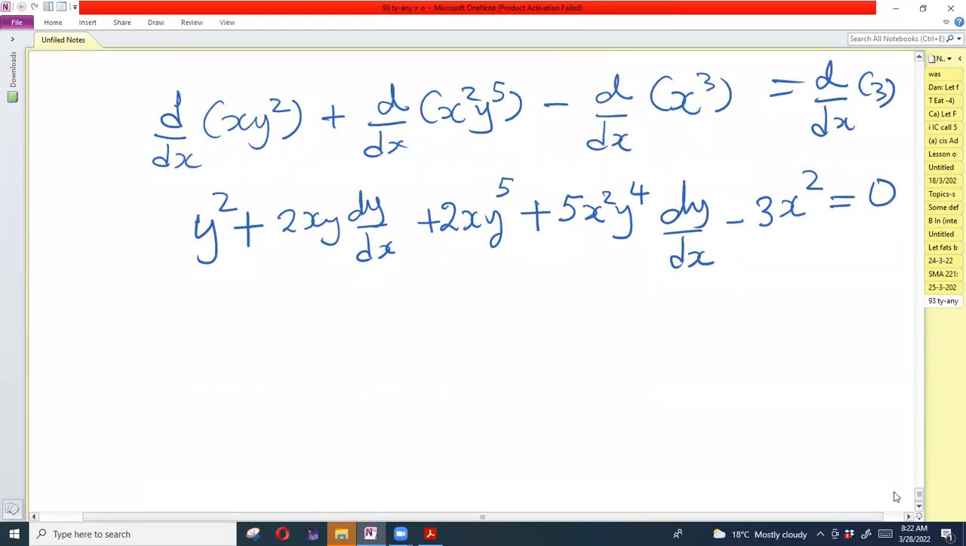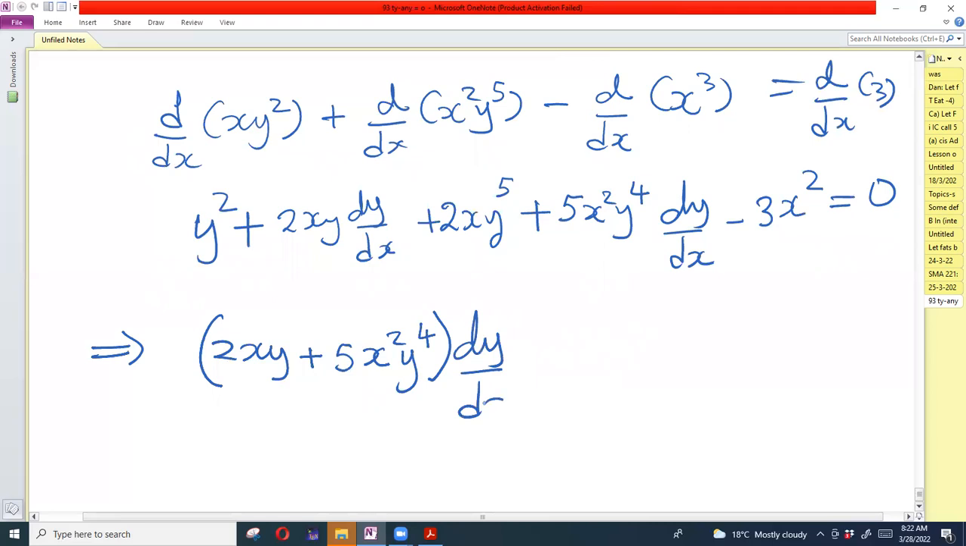So the next step is to collect terms with dy/dx. So we'll have 2xy plus 5x squared y to the power 4, then dy/dx. Take terms without dy/dx to the right hand side. So we'll have 3x squared minus y squared minus 2xy to the power 5.